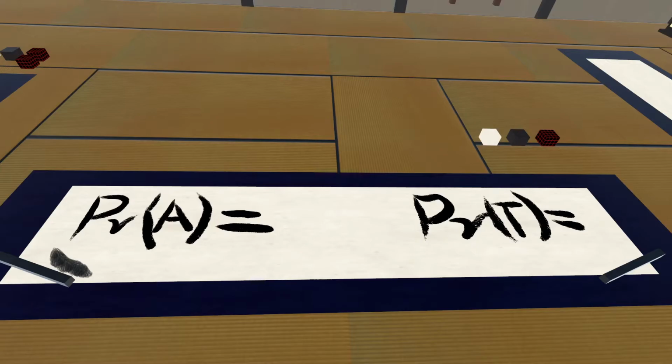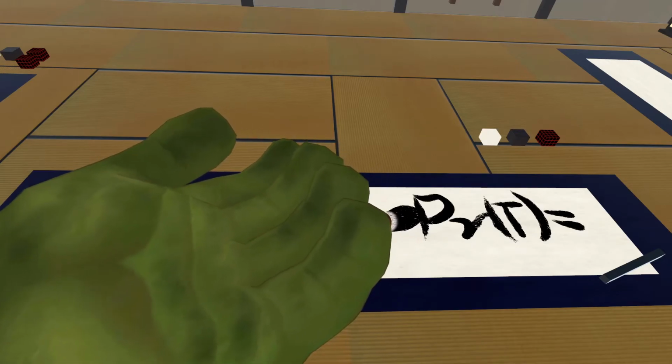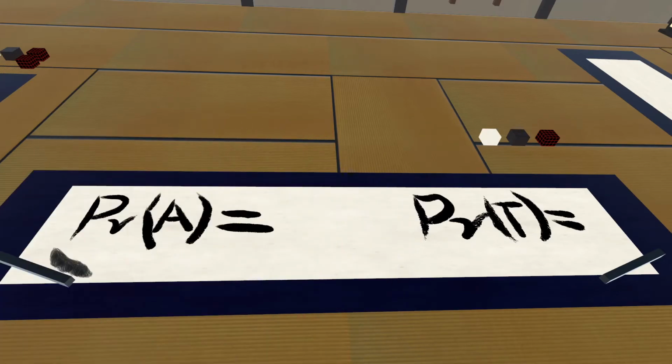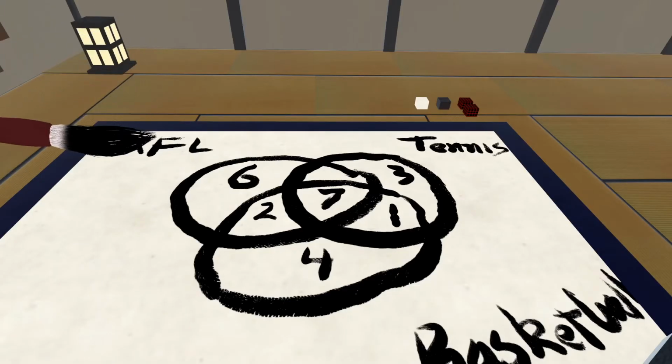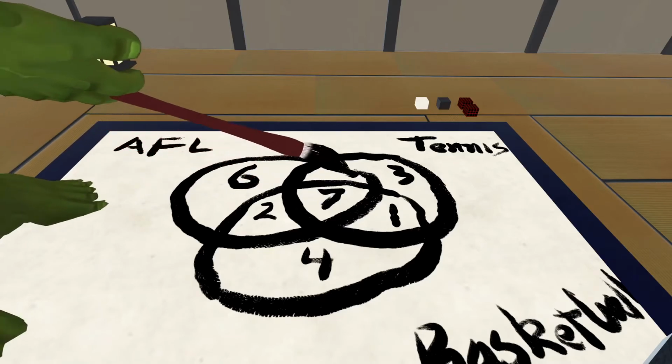Okay, our first 2 questions, nice and simple ones, is what's the probability of picking someone that likes AFL? And what's the probability of picking someone that likes tennis? Let's quickly jump back. Okay, our first question was, what's the probability that someone likes AFL?